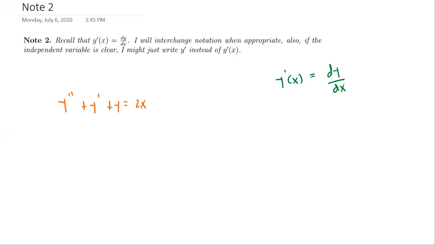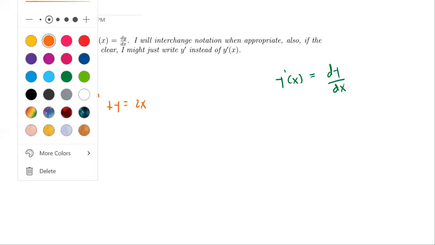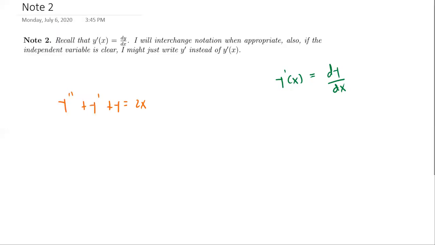And if I don't write anything, so I don't write that these are functions of x, then it should be clear, even though I don't write y of x, that y is a function of x, or y prime, or y double prime is a function of x. In any case this is clear, so I might just drop the parentheses x and just write y double prime, or y prime, or just y.